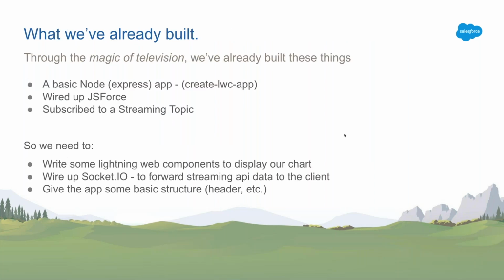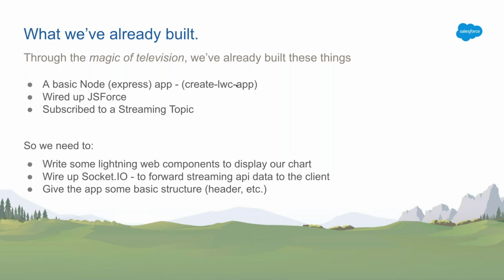And we've already built some of this because we want to focus on building with Lightning Web Components. So some of the stuff that we've already built is a basic Node Express app. And we've done this using a tool called Create LWC App. This is an NPM module you can install. You can use npx to run Create LWC App. It's going to ask you a few questions, spit out a bit of template or bootstrap code for you, and you'll have a basic Node Express app that is using Lightning Web Components open source. So we're going to start there.